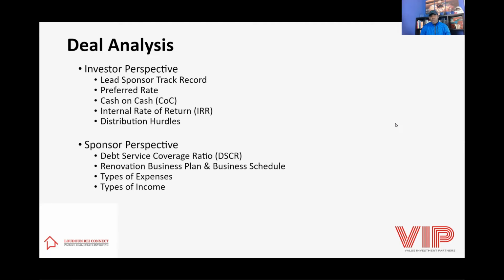So the deal analysis, investor perspective: who is the lead sponsor and what is the track record? As I mentioned before, and you hear me say it ad nauseam, there are certain things we check in order to participate in a deal. The first one is the lead sponsor and their track record. The second thing is the preferred rate. We do not participate in deals if there isn't a preferred rate, because a deal that has a preferred return gives the cash flow distributions to the investors, the LPs, before the operators can pay themselves.